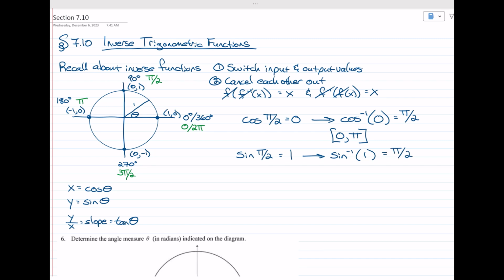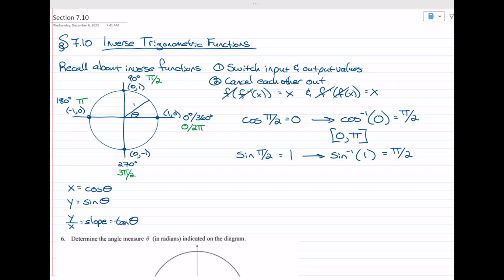You could even type this into your calculator, making sure that you are in radian mode, and we hit the inverse sine of 1, and the calculator says it's 1.57. 1.57 is the same thing as pi divided by 2. Pi being 3.14, and if we divide that by 2, we get 1.57.